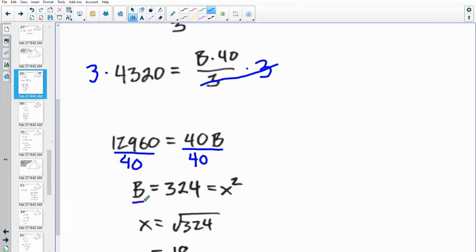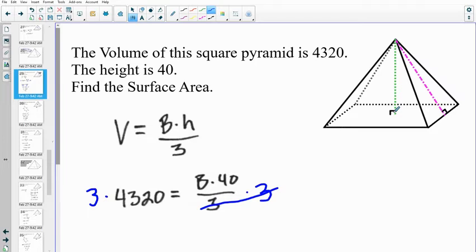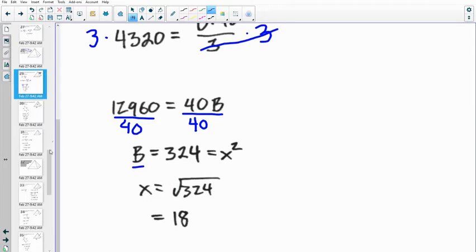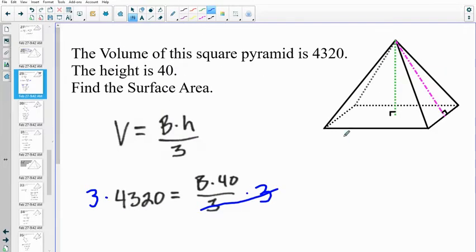Now, because I have a square base, the area of this base is the length of the side squared, the length of the side times the length of the side, area of a square. And so this 324 is the side length squared. So to undo that squaring, I take the square root of both sides, and I find that the length of one of the sides is 18.